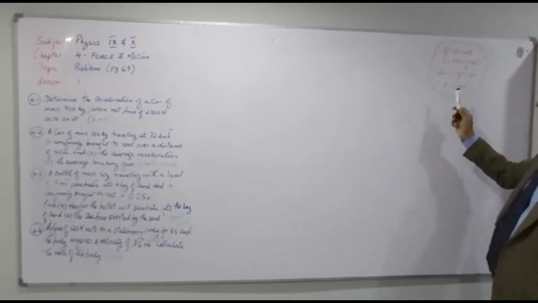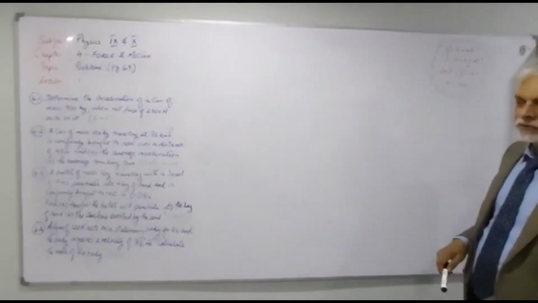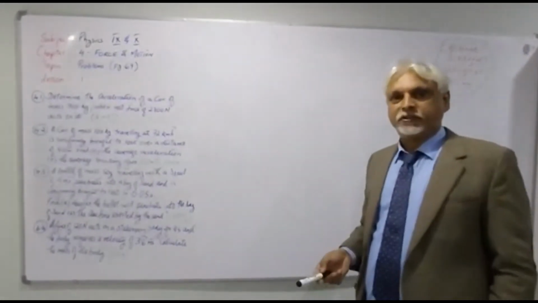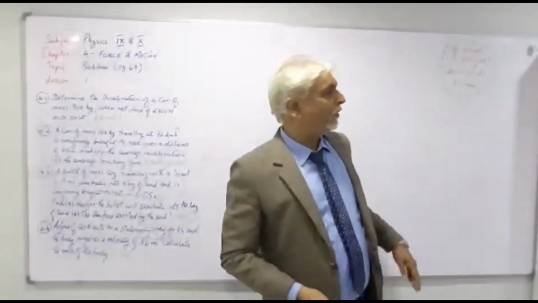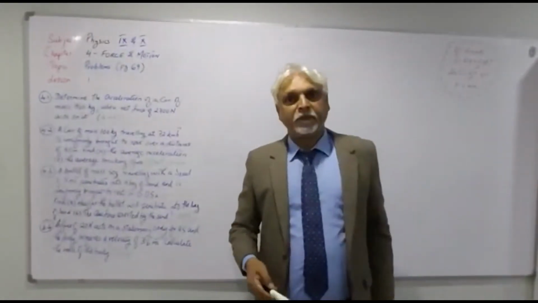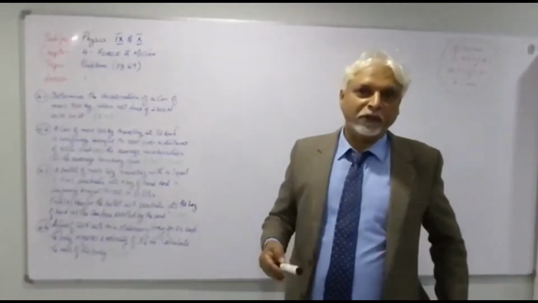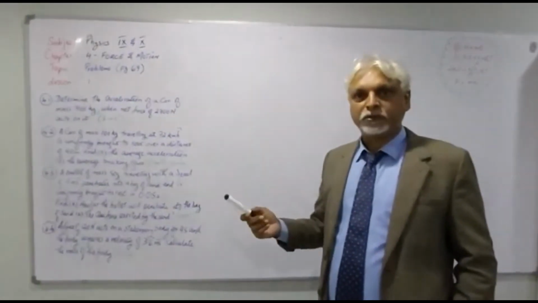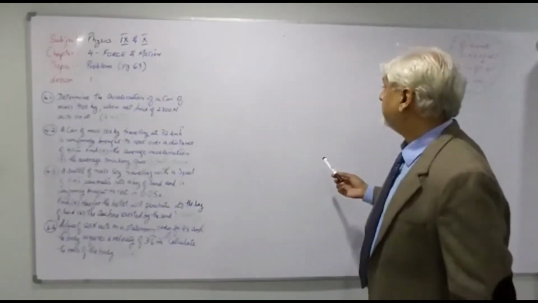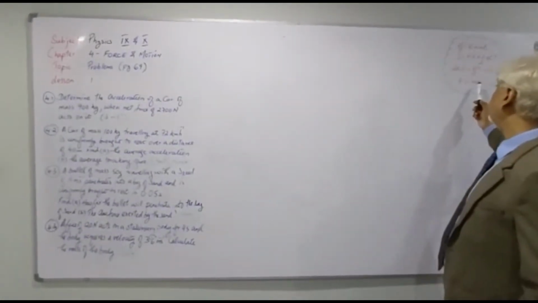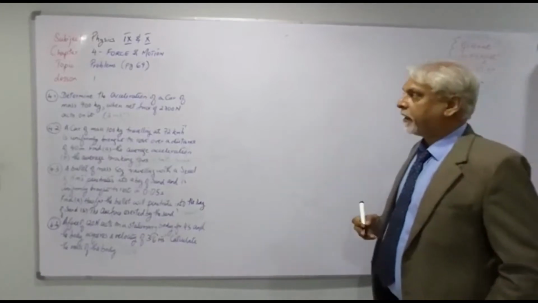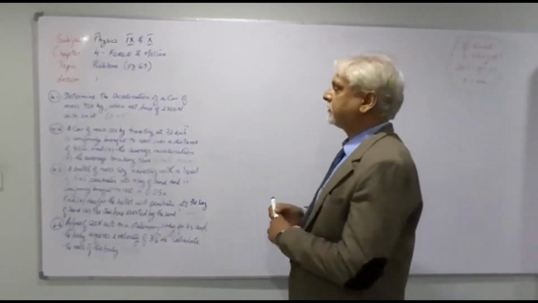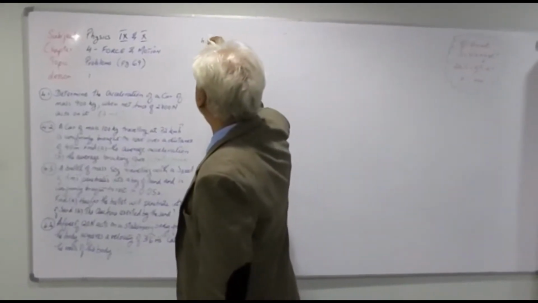We'll be using this formula that force is the product of mass and acceleration. According to Newton's second law of motion, when an external force acts on a body, it accelerates in the direction of the force, and the magnitude of the force is directly proportional to acceleration. So F is equal to ma. That leads to this equation. Now let's start. Let's begin with 4.1.